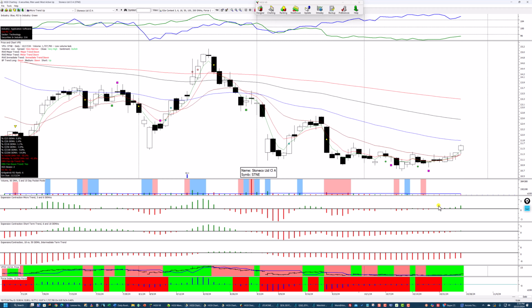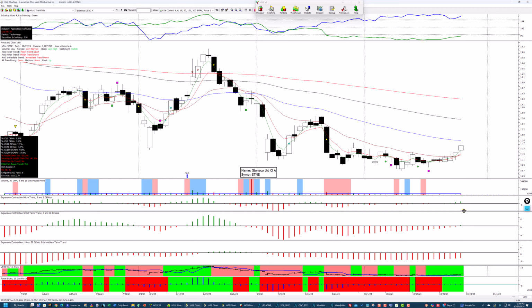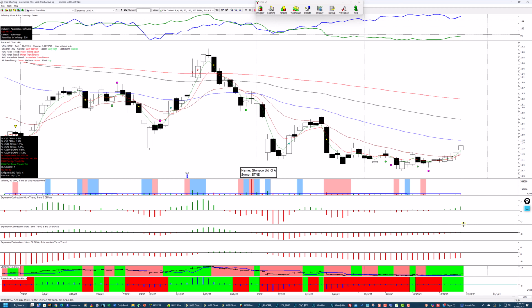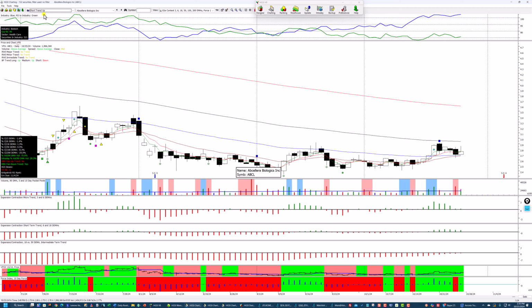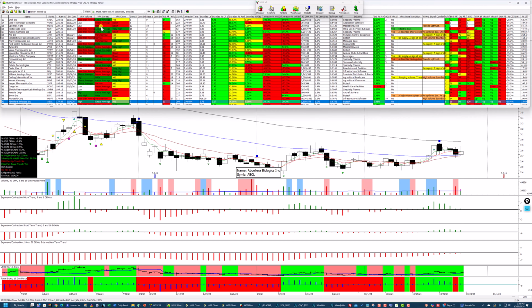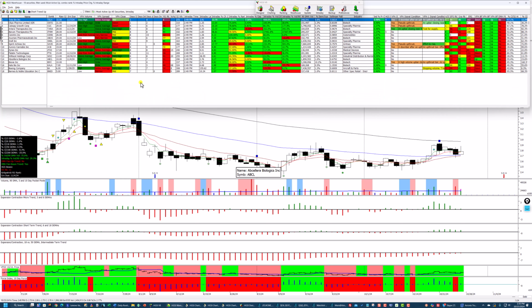The only thing that's positive is the 3 and the 6, but like I said, after today, it looks like the 6 and the 18 are going to be positive. Also, in that case, it would jump into the short-term trend up at the end of the day. So now I'm in the short-term trend up. And notice there are more stocks in here.